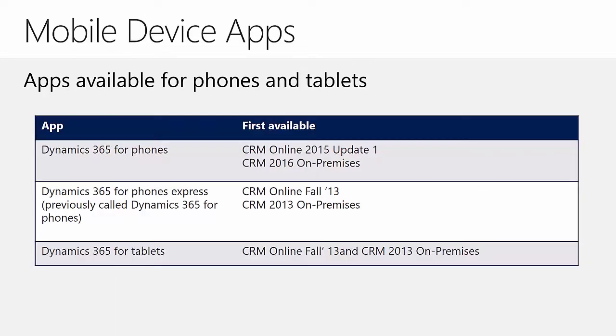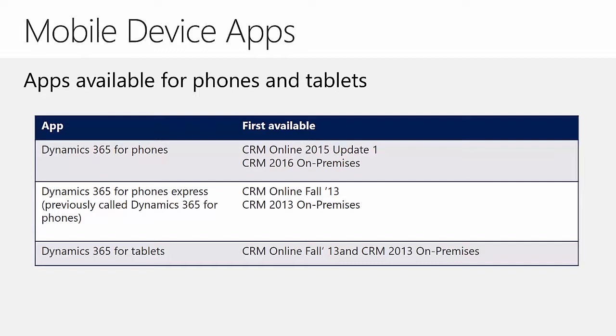This table shows the mobile apps available for phones and tablets and the version of Dynamics 365 in which the app was first available. When it comes to Dynamics 365 for phones, this is the latest phone app which uses the same forms as the web application and CRM for tablets and has the latest user interface. This app can only be used with CRM Online 2015, where Update 1 has been applied and later, and for CRM 2016 on premises or later.